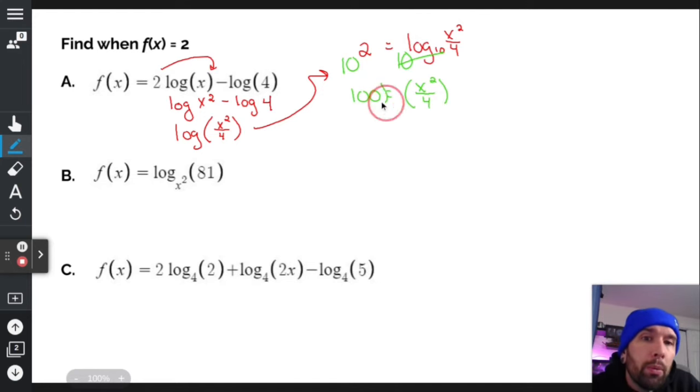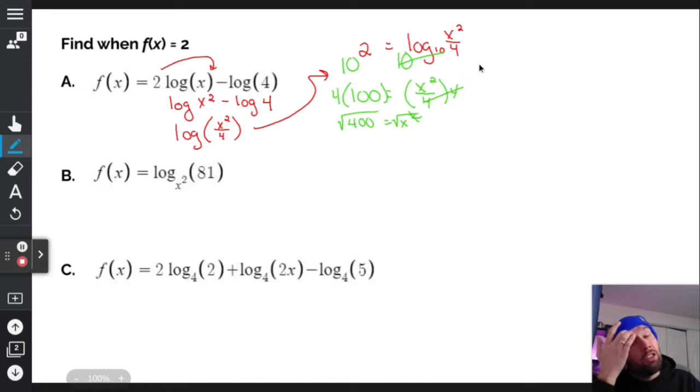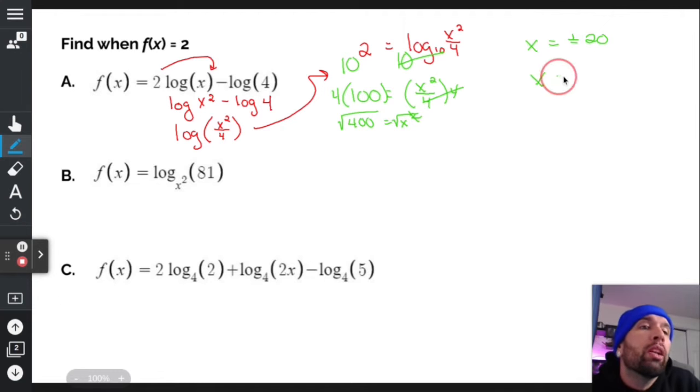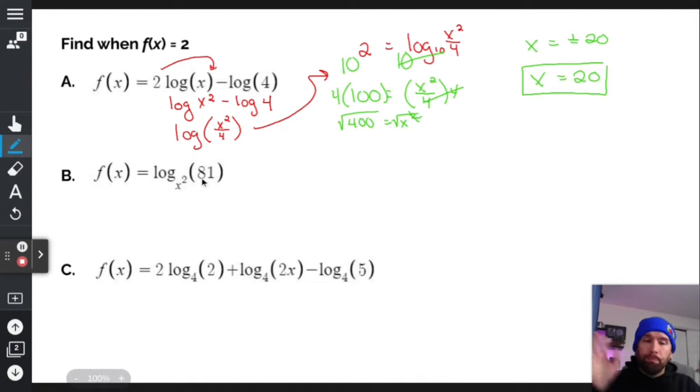Multiply both sides by 4. 400 equals x squared. Square root both sides. Now, normally when I square root both sides to solve, I attach a positive or negative. The square root of 400 is 20, so x is going to equal positive or negative 20. But I have to be very, very careful here. I have to go to my original problem, and my original problem has me taking the log of x. I can't take the log of a negative number. It doesn't exist. So in this case, x is only going to equal the positive 20, because again, you can't take the log of a negative number. Just can't do it.